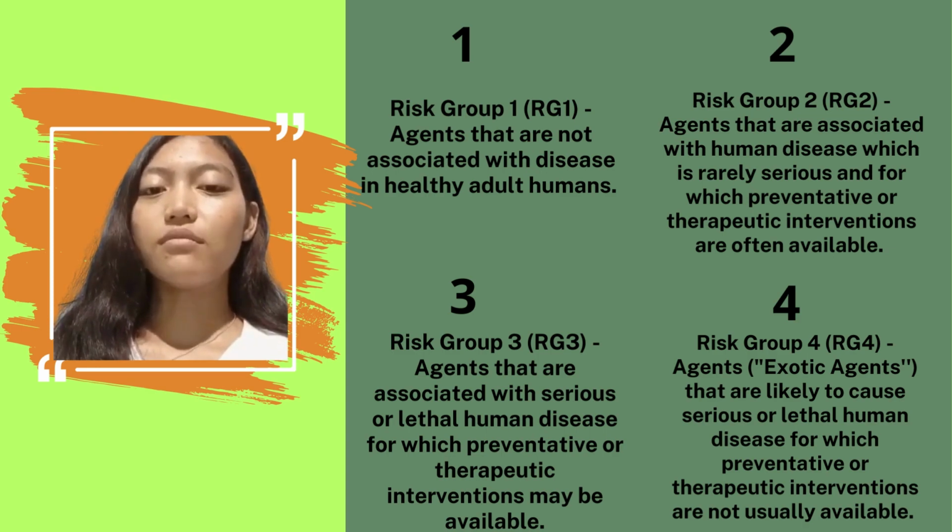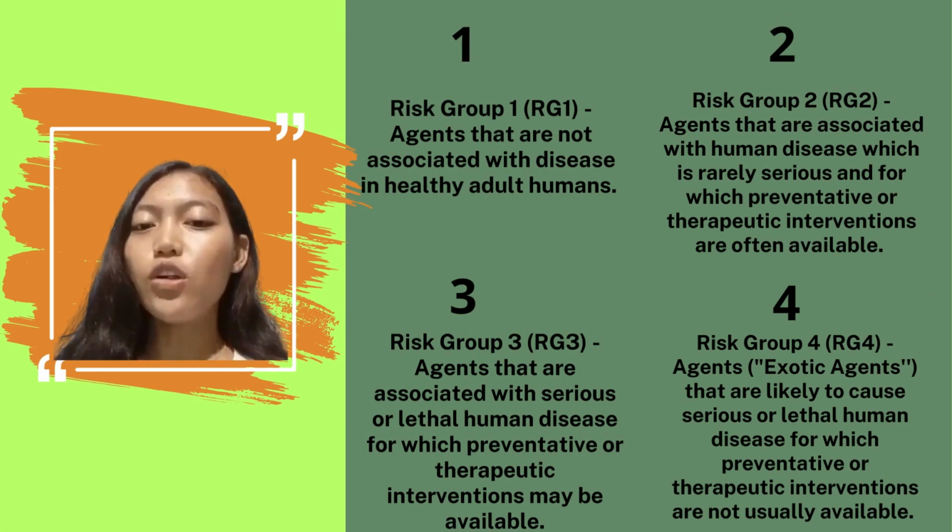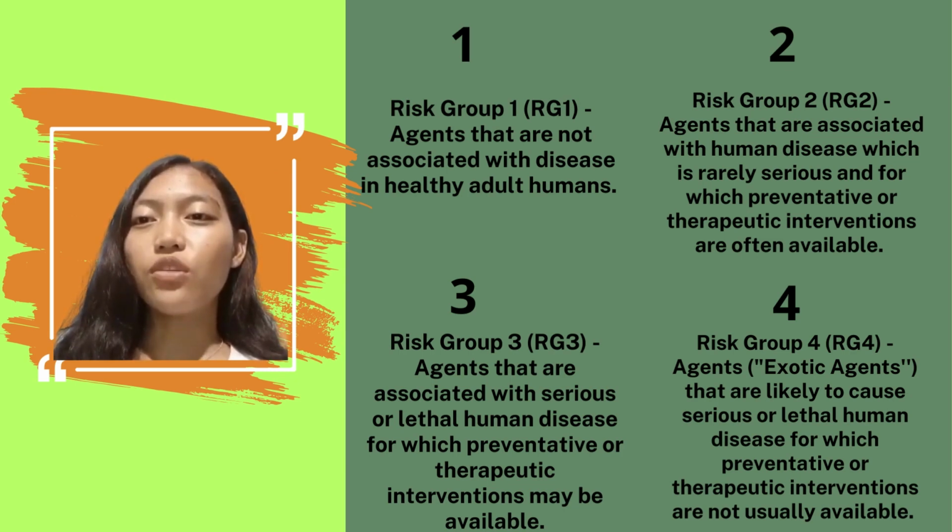Risk Group 4 or RG4. The exotic agents that are likely to cause serious or lethal human disease, for which preventative or therapeutic interventions are not usually available. The agents represent a high risk to an individual and a high risk to the community.